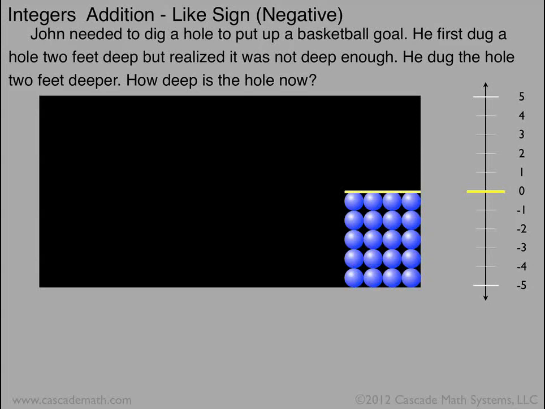John needed to dig a hole to put up a new basketball goal. He first dug a hole 2 feet deep, but realized it was not deep enough. He dug the hole 2 feet deeper. How deep is the hole now? Since John started by digging a hole 2 feet deep, I used 2 empty spaces to represent this as a -2. -1, -2.